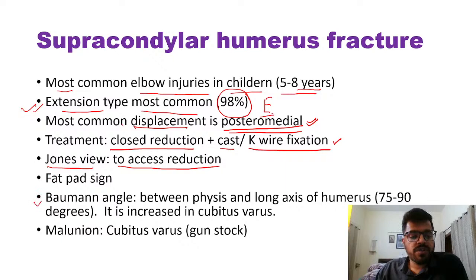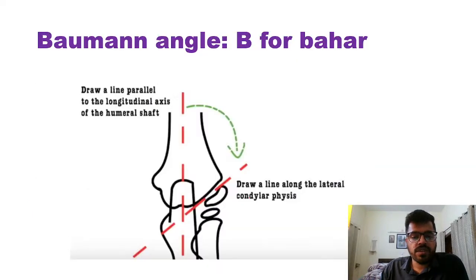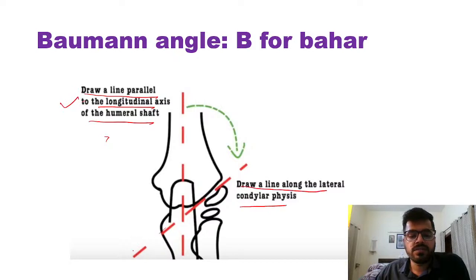Then for assessment of reduction, we see Bowman's angle. Bowman's angle is between lateral physis and the long axis of humerus. Usually it is 75 to 90 degrees and it is increased in cubitus varus. So here is the Bowman's angle. We draw on an AP view a line parallel to the longitudinal axis of the humerus shaft, and we draw a line along the lateral condylar physis. So this is a line along the lateral condylar physis. This is a line along the humerus shaft.